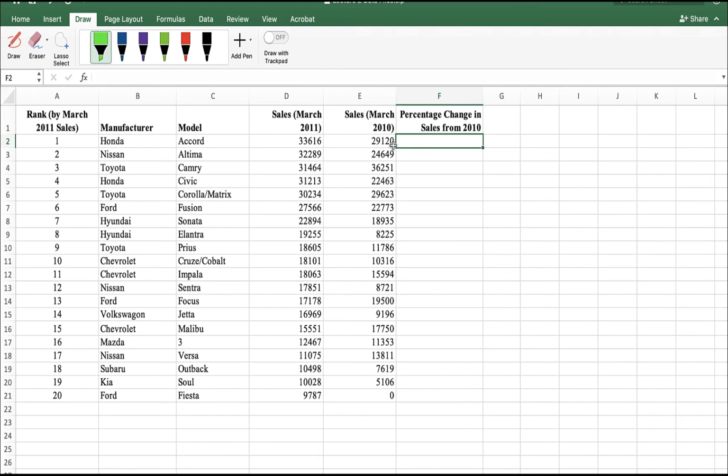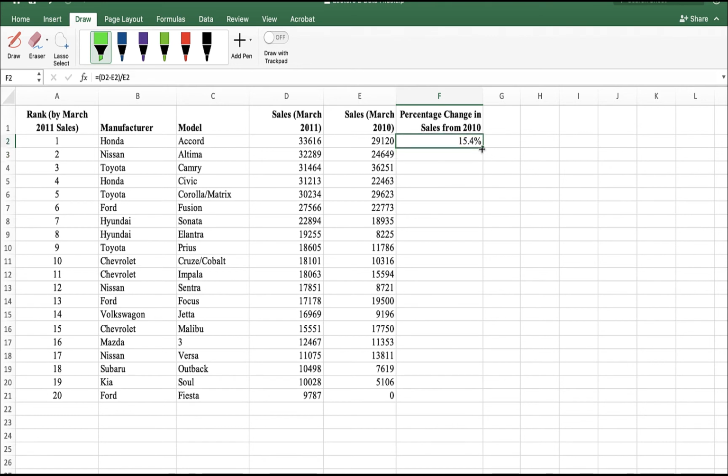So the way I'm going to do that is I'm just going to put a little formula in here, and it's going to be equal to the sales in 2011, where they're at, and where did they begin? Let's subtract the sales of where they began. So this is the increase in sales between 2010 and 2011. And to get the percentage increase from 2010 to 2011, I have to divide that out by the sales in 2010, and that gives me the percentage. So the increase in sales of 15.4% for the Honda Accord between 2010 and 2011.